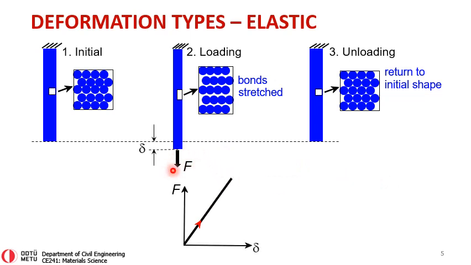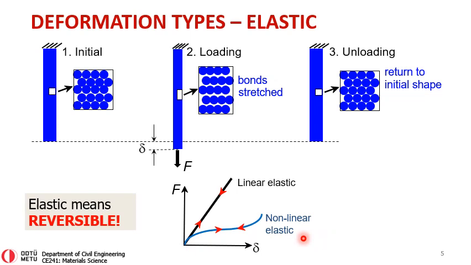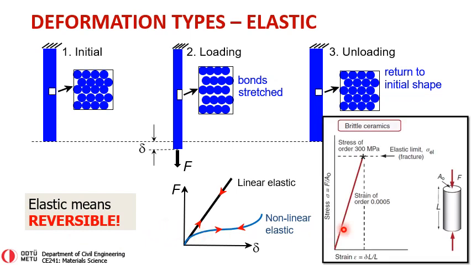And if you were to plot this force deformation diagram, as the load increases, this deformation will continually increase. But as soon as you remove that load, the deformations will be recoverable. And this is a so-called linear elastic behavior. Sometimes we can have a nonlinear elastic deformation as well. And this time, the deformation will not be linear, but it will be, again, recoverable. So don't forget, elastic means reversible or recoverable. And it can be observed like in brittle ceramics that are subjected to compression like this. And as you can see, as the stress increased to the order of 300 megapascals, there will be a linear elastic deformation on that brittle ceramic.